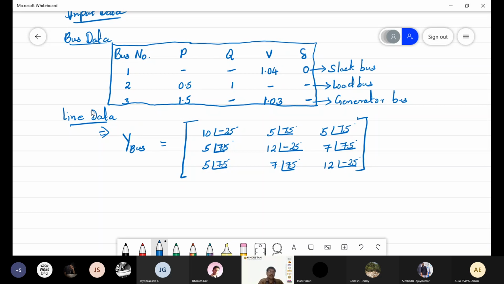And here there is only one difference, right? Normally we place the Y bus in terms of A plus jB, but now here we are placing the Y bus in terms of R comma theta, right? Instead of rectangular form, we are writing in the polar form, right? So that is the difference here.